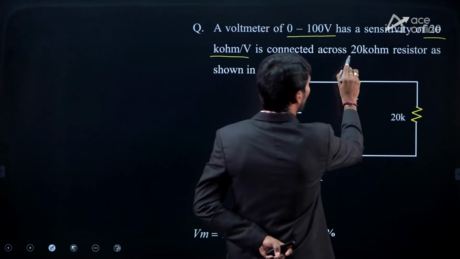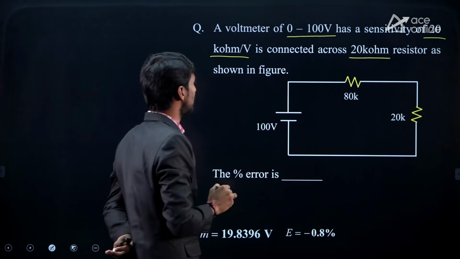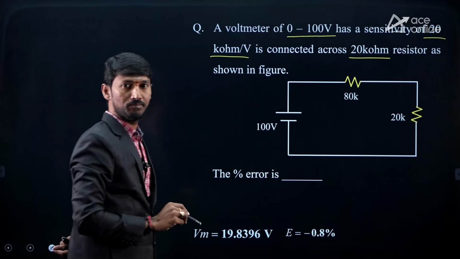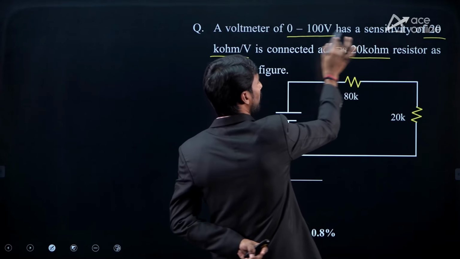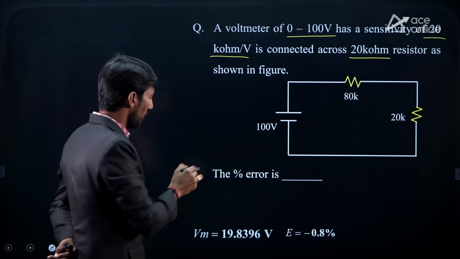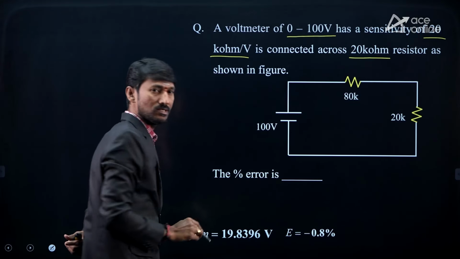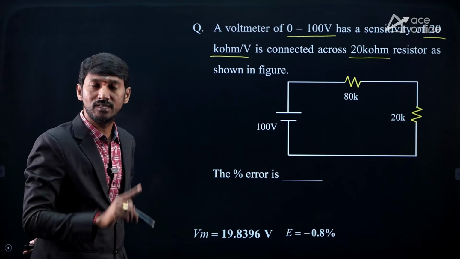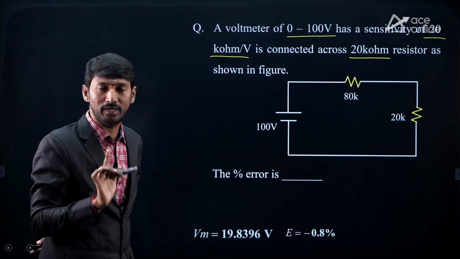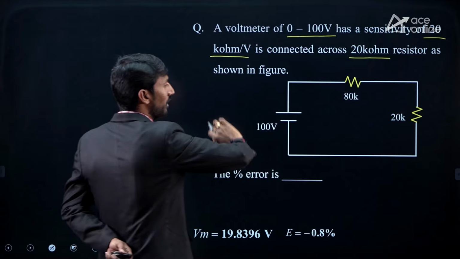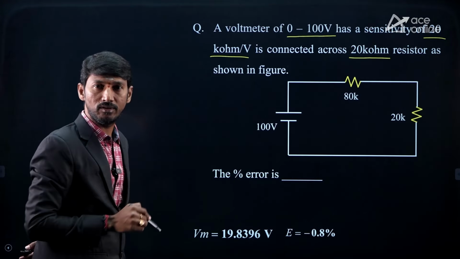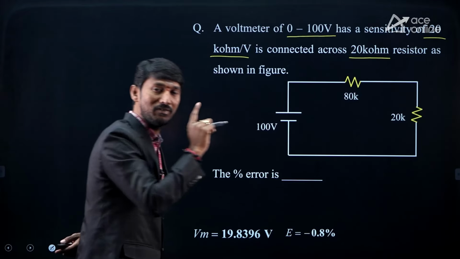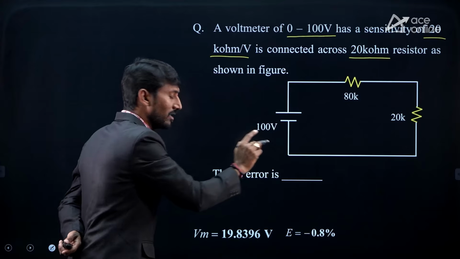It is connected across the 20 kilo ohm resistor as shown in the figure. Okay, across this 20 kilo ohm, the corresponding voltmeter is connected. The percentage error is dash. Always, percentage error means (Vm minus Vt) by Vt into 100. If you observe this, we have to calculate the voltage across this, the true value. We have to calculate the voltage measured. Then we have to go for the corresponding error.